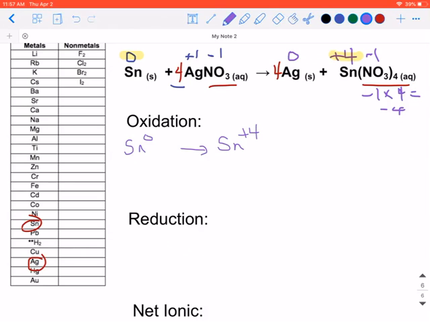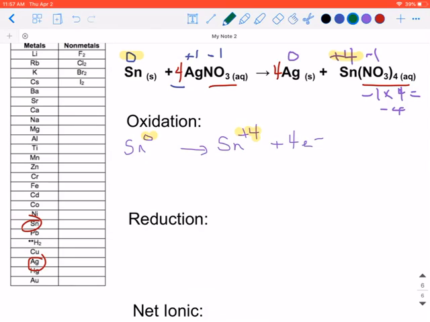Since it went from 0 to +4, that means that 4 electrons were lost in this. So I'm going to say +4 electrons. Okay, so if you got that right, very nice job. If you got it wrong, hopefully you see where you went wrong, okay? And you can always try again if you need to.